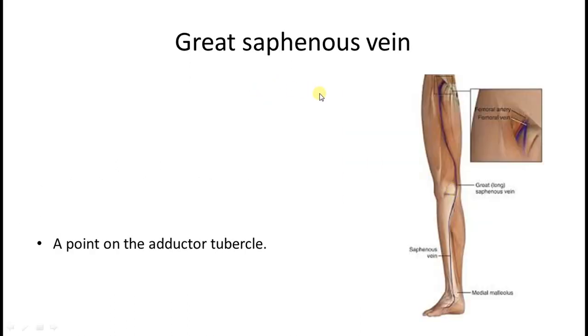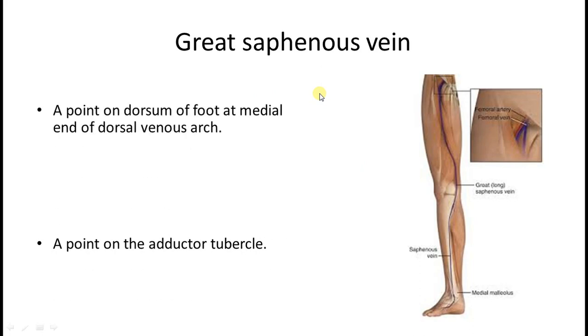Great saphenous vein: a point on the dorsum of the foot, at the medial end of the dorsal venous arch. We have seen this in the last slide, where you mark the medial end of the dorsal venous arch along the medial border of the foot. Then the next point will be in front of the medial malleolus, a point on the medial malleolus.